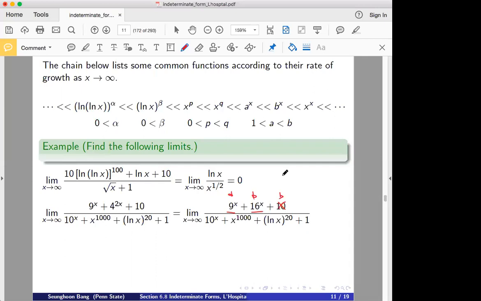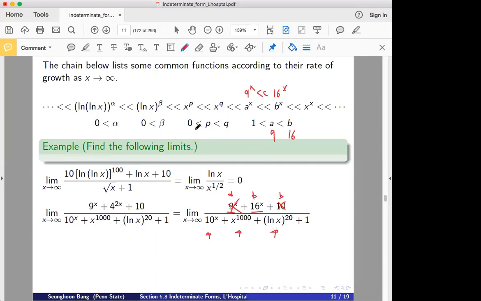So which one is growing faster? Yes, here. 9 to the x, 16 to the x. The 9 and 16 is greater than 8. Yes. So we have it. You have to ignore this one. What's the bottom one? 10 to x, x to the 1000, ln of x to the 20. So which one is growing faster?